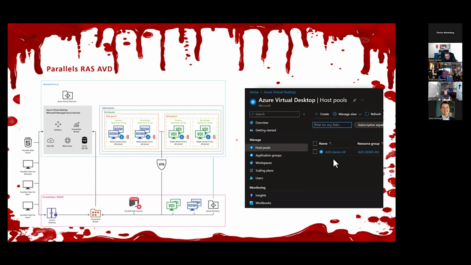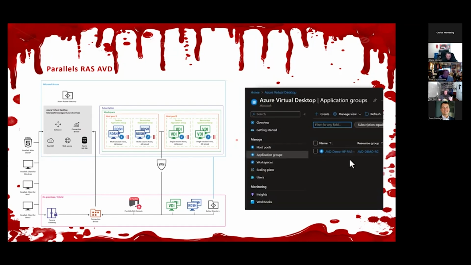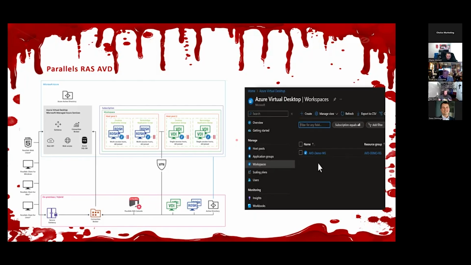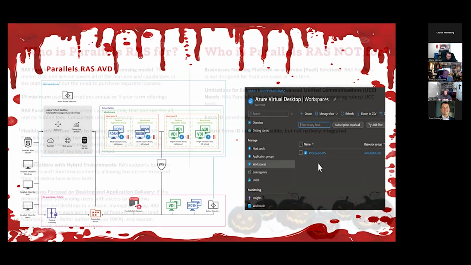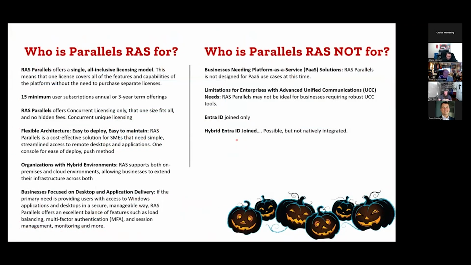As you can see on the back end, this is what it does. It creates your host pool for you, it creates your application group, and it creates your workspace. So it does it all for you, and you don't have to go mess with this. You just maintain everything from within here. All right, so who's RAS for, and who's it not for?